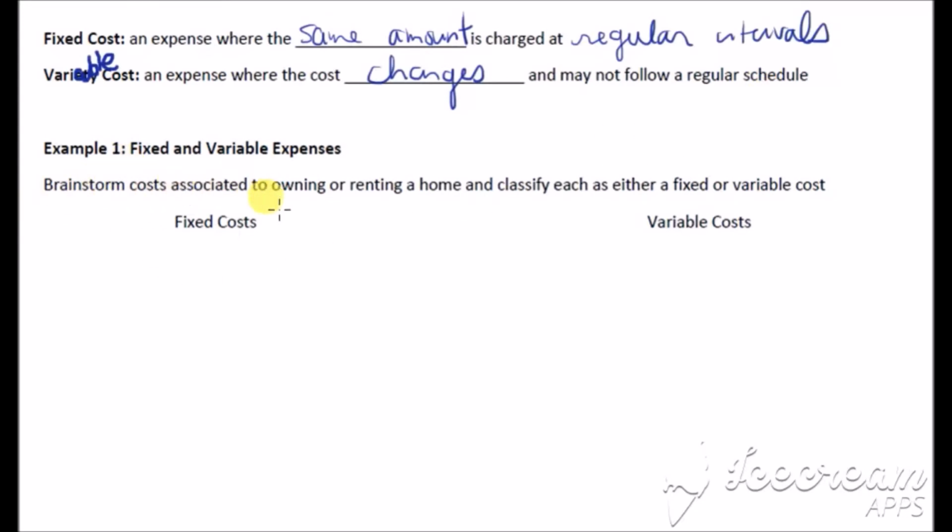Okay, so we're going to brainstorm costs associated with owning and renting a home. And then we're just going to kind of draw this as a chart. Okay, fixed cost: internet comes in every month, $80. Okay, cable, phone.